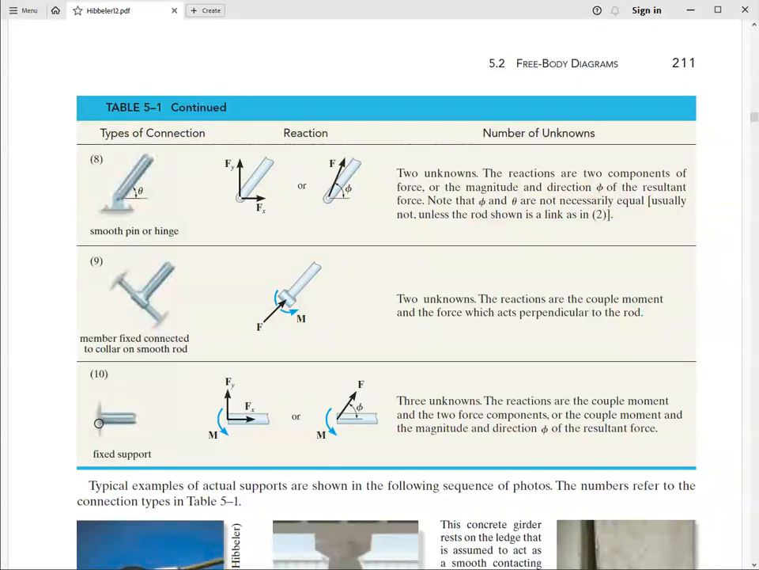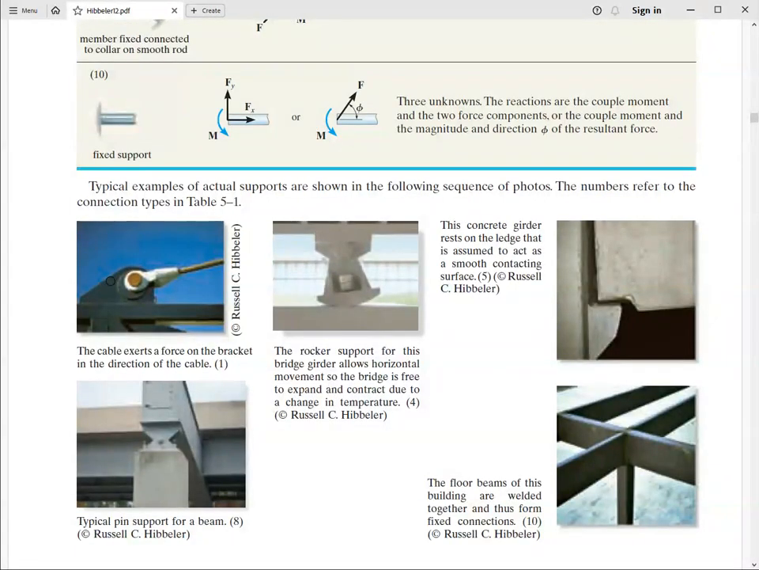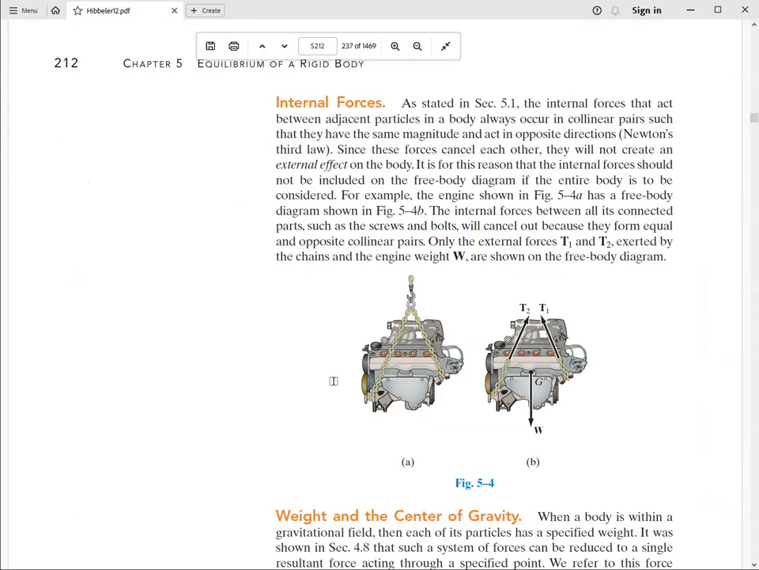And then lastly, fixed support. We saw that I have two orthogonal forces, the effect of the environment upon the body, and the moment. And some practical examples: pin with a cable, rocking contact to allow for thermal expansion, a girder resting on beams, and then welded joints, which are equivalent to fixed supports.